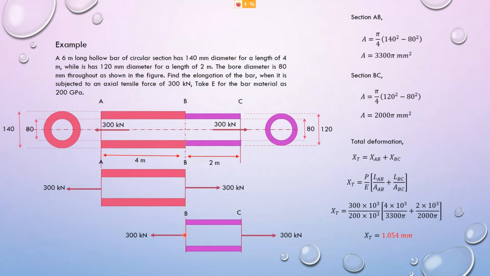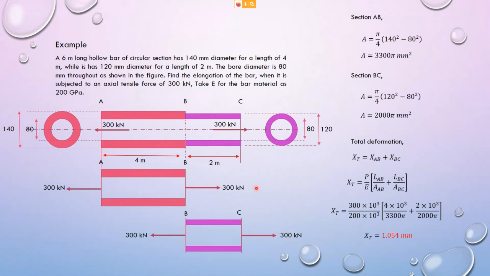So for the equilibrium of part BC, or the second part, since I have considered 300 towards the left, I must consider 300 towards the right. And then finishing by checking this 300 here, is it the same as the 300 given at section C? In this case, it's the same. So you are safe to go.